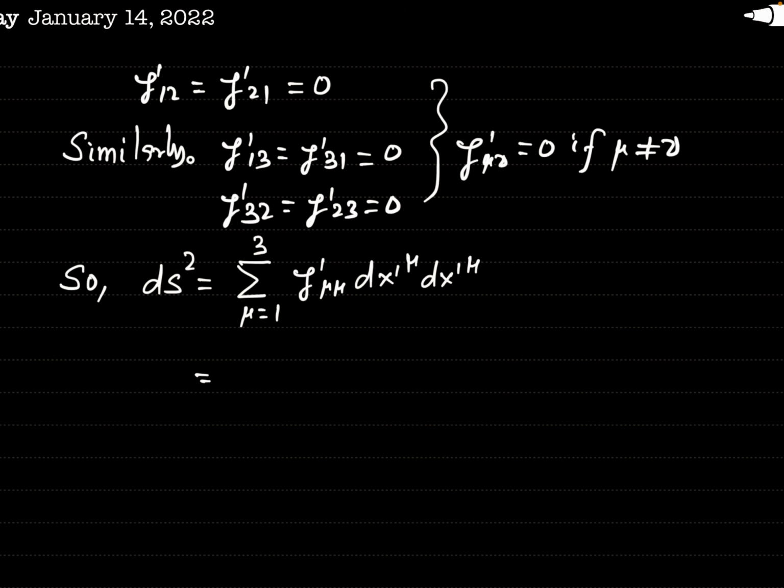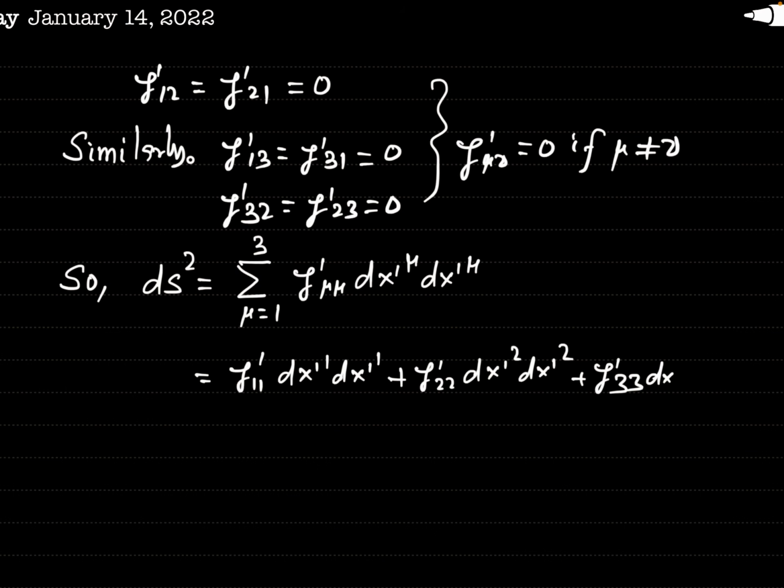And you can write this expression as g11 prime dx prime 1 dx prime 1, plus g prime 2 2 dx prime 2 dx prime 2, plus g prime 3 3 dx prime 3 dx prime 3, because mu runs from 1 to 3.